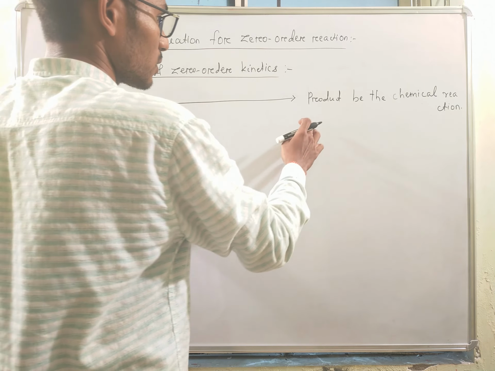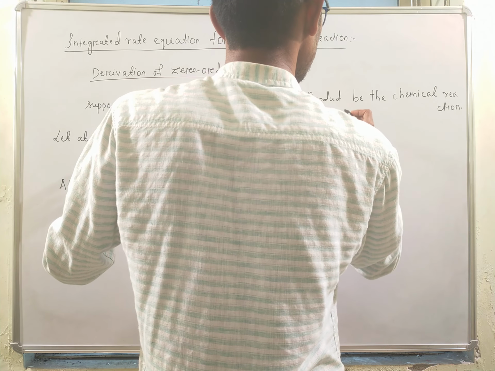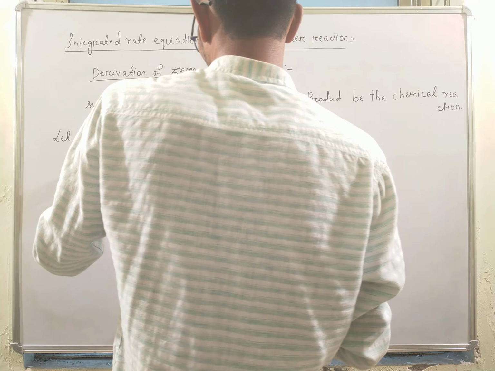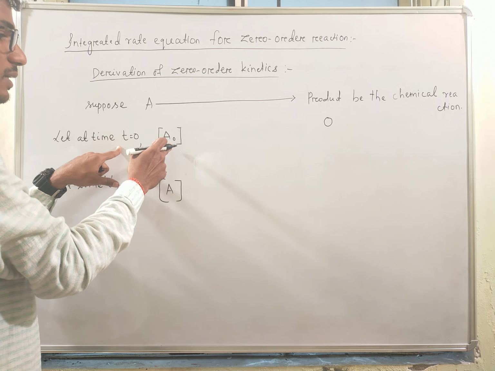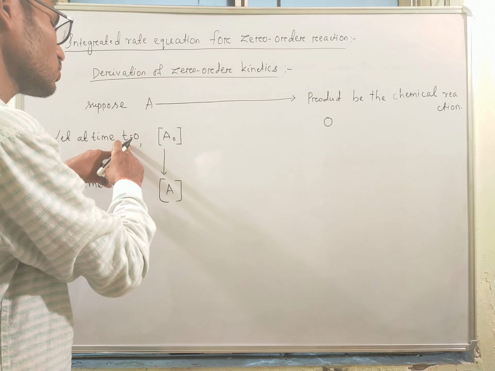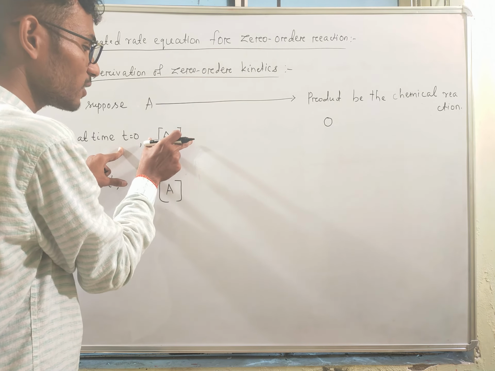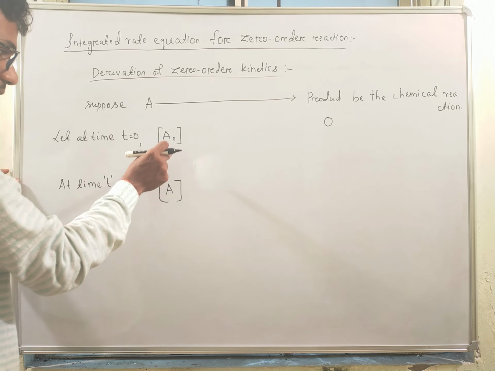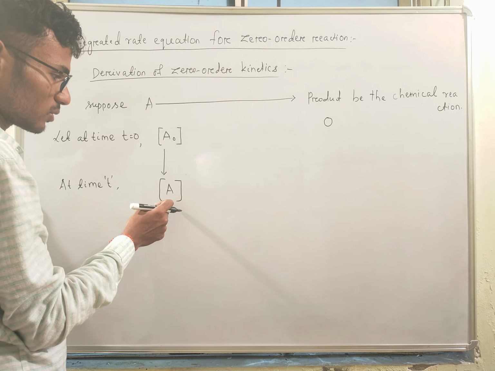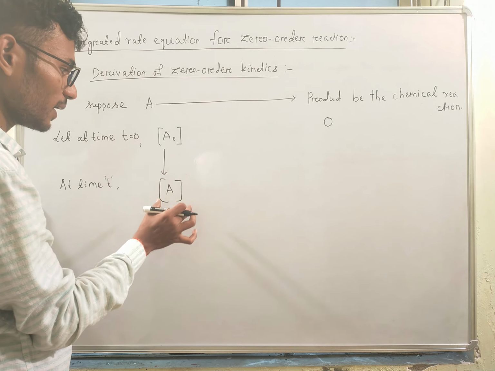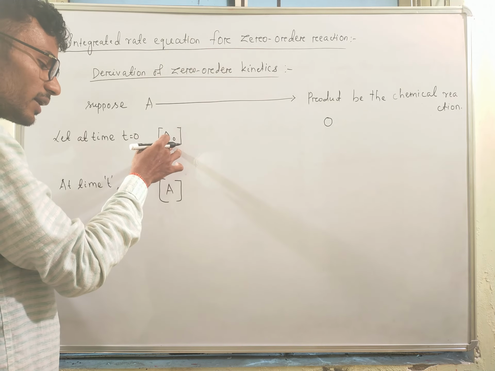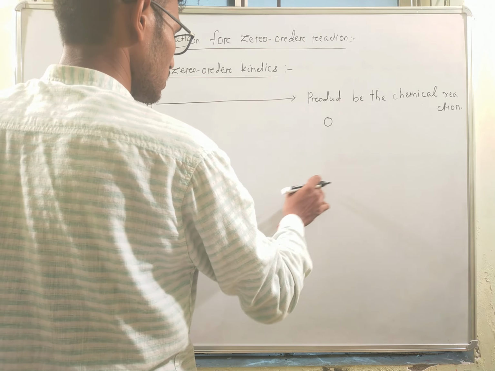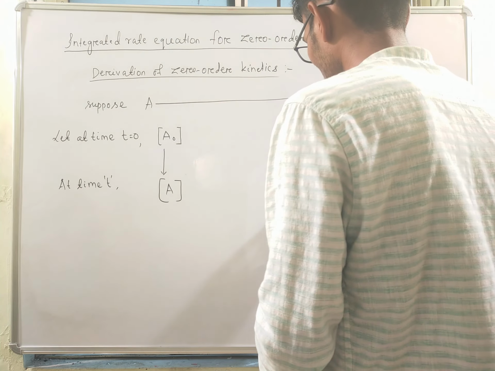At that time, the concentration of product is 0. At time 0 means the reaction has not started. We have A naught concentration, product is 0. At time t, concentration A naught decreases to A. So the formation of product is A naught minus A.